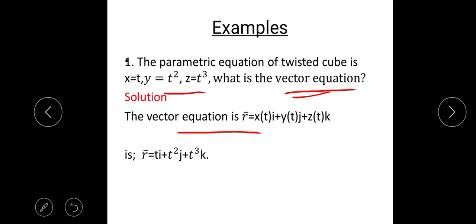We know the vector equation is r is equal to r of t, that is equal to x(t)i plus y(t)j plus z(t)k. Now you combine these components, and we get the vector equation of the given parametric equation of the twisted cubic: r is equal to ti plus t square j plus t cube k. So whenever you are given a parametric form, we know how to write the corresponding vector form.